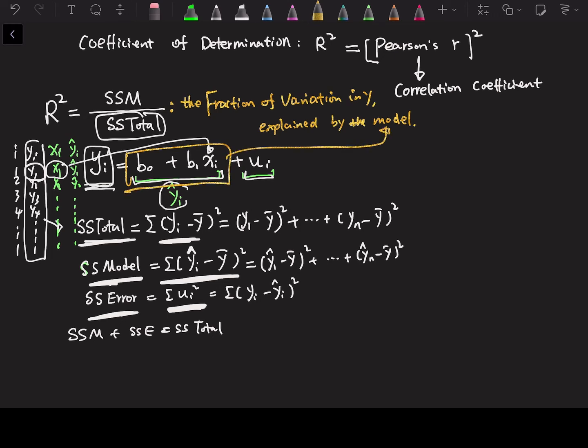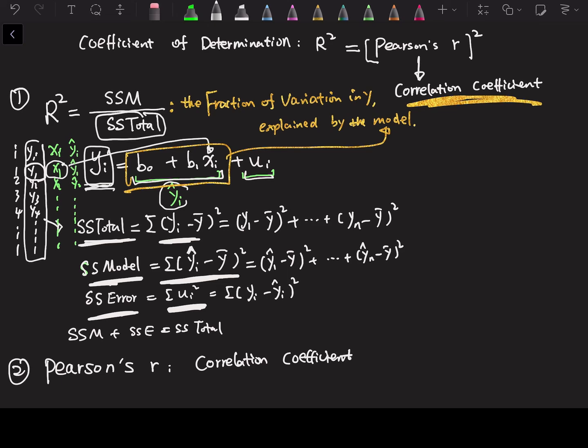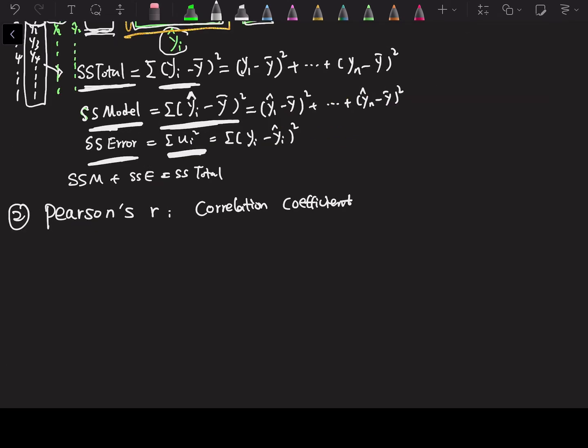So Pearson's r is just a correlation coefficient. Let me remember right here. Pearson's r squared, and Pearson's r is just a correlation coefficient. That's if you want to find the relationship between two variables. What's important to know about Pearson's r is that it has no directional causation associated with it.